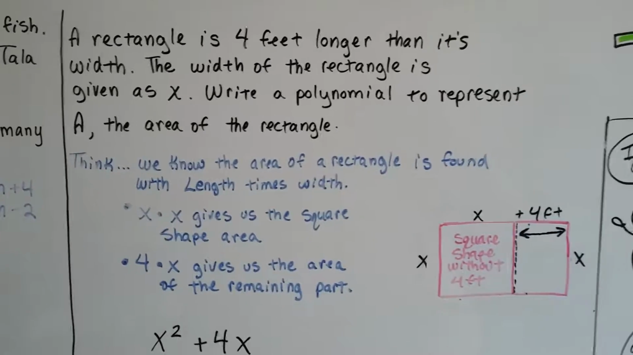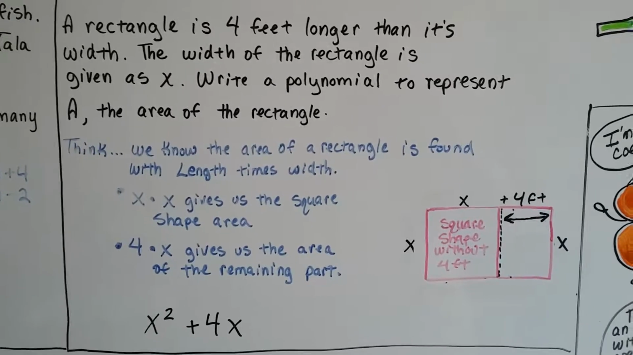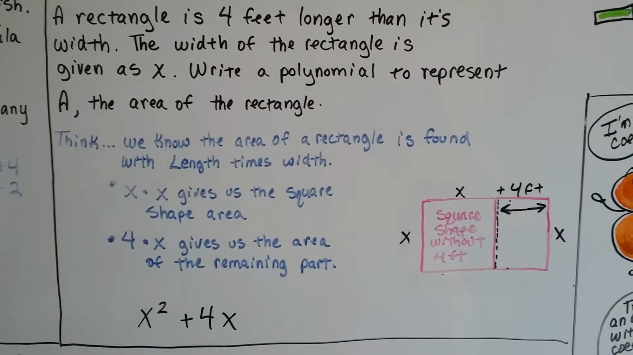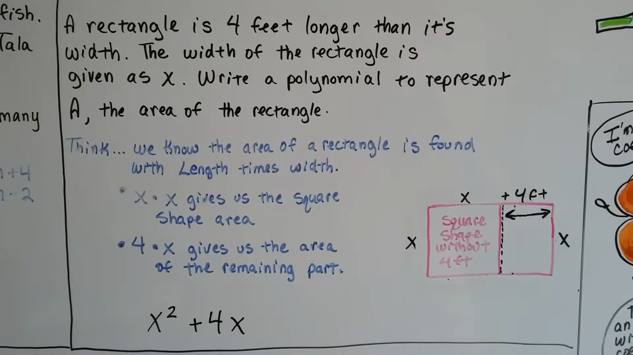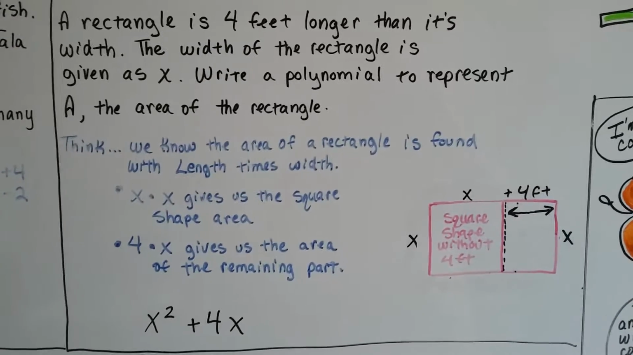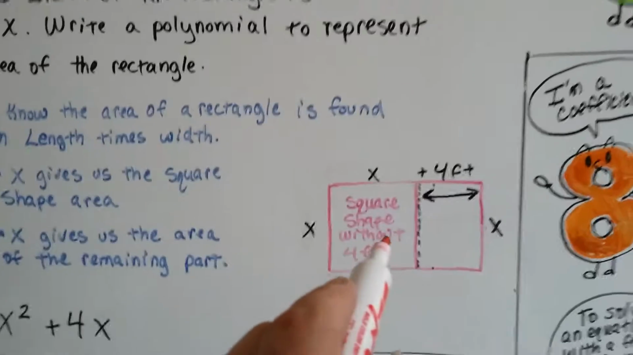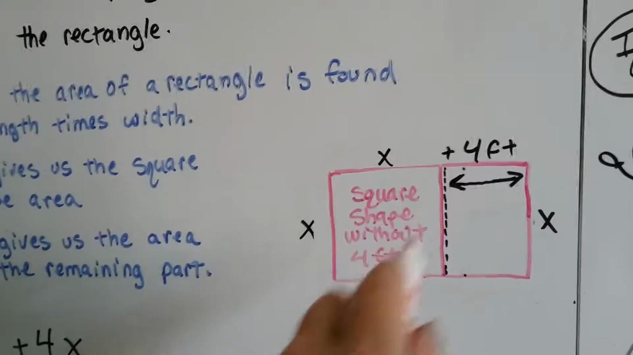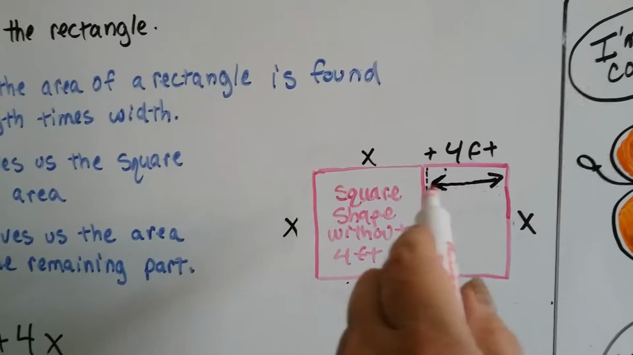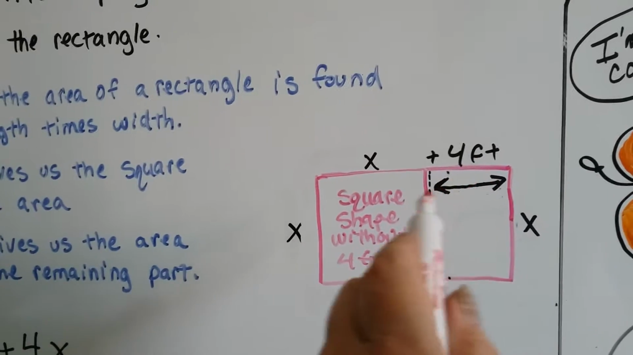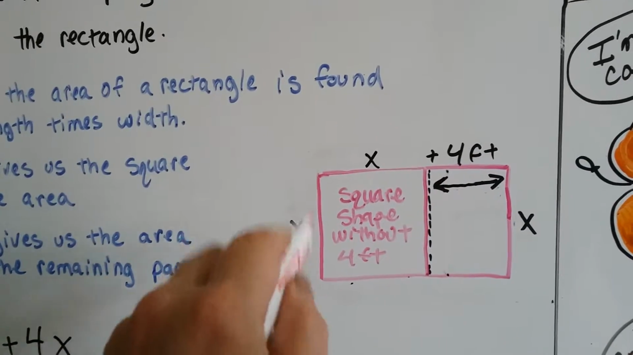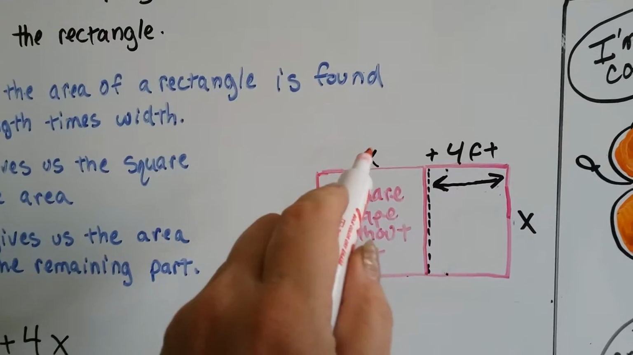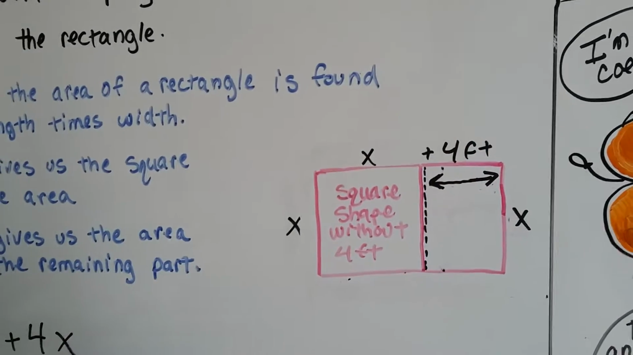A rectangle is 4 feet longer than its width. The width of the rectangle is given as x. Write a polynomial to represent a, the area of the rectangle. So here we've got a rectangle, and if we were to cut it right here, part of it would be a square. And then this part is 4 feet longer than the width right here. So it's the width plus 4 feet, see?